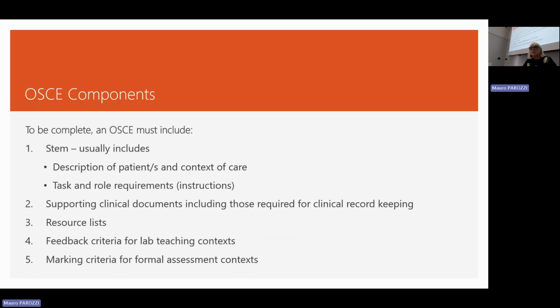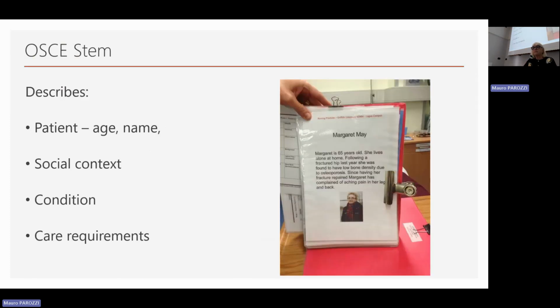So the STEM has a description of the patient and the context of care, the task and the role. So you're describing the patient, and then the task, what you want the student to do. You have to have the supporting clinical documents. You have to have resource lists, the feedback criteria to give them afterwards, and the marking criteria. So for it to be complete, you have to have all those other components that you need.